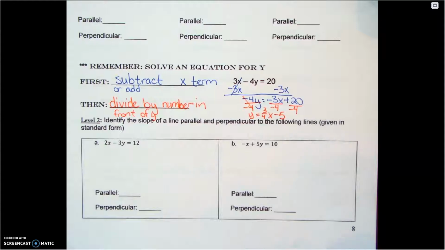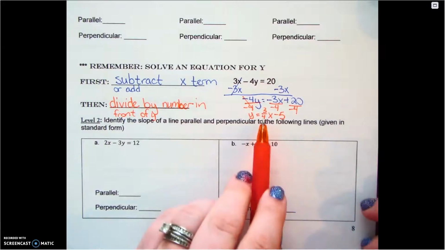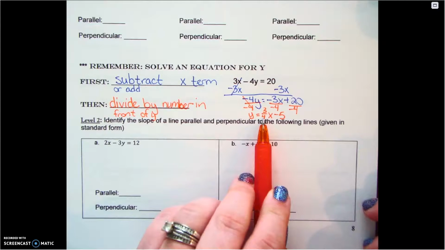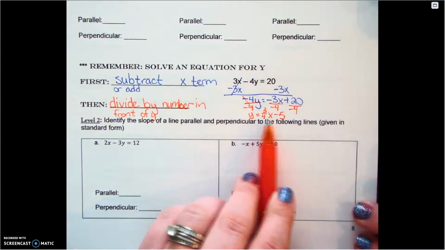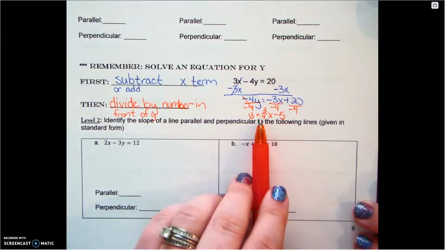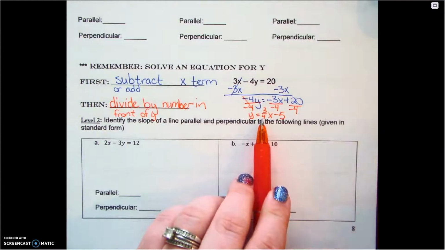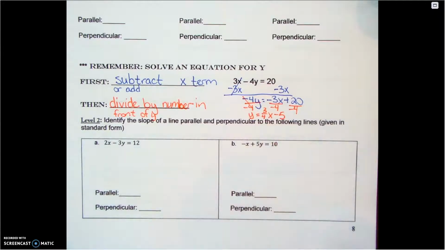Now, why do we do this? Because this number in front of the x, when we get y by itself, tells us exactly what the slope is for that equation. And we need to find the original slope. You might remember from Standard 1, we were given an equation that looked like this. We had to find the original slope before we could find the parallel and the perpendicular slope. So let's do a couple of examples.